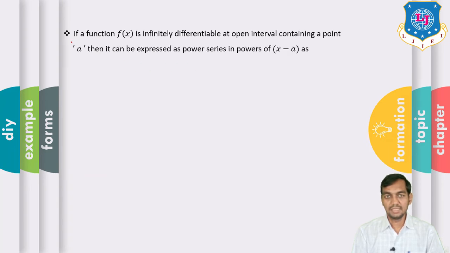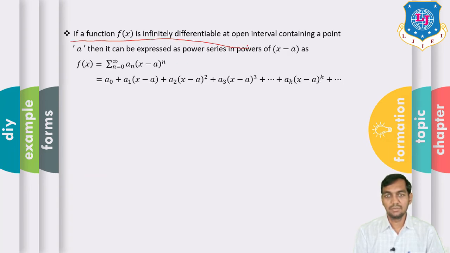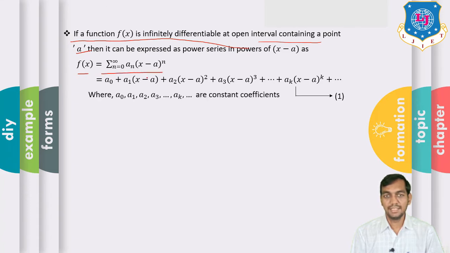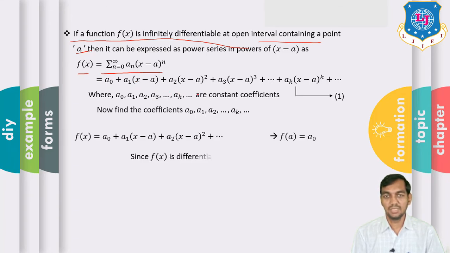Now, if f(x) is any function infinitely differentiable on an interval containing the point a, that means the given function is differentiable from x minus a to x plus a, where x is any value, correct? Then it can be expressed in the form f(x) is equal to the sum over n running from 0 to infinity of a_n (x minus a) raised to n. That means a0 plus a1 into (x minus a) plus a2 into (x minus a) whole square plus a3 into (x minus a) whole cube and so on. In general, a_k into (x minus a) raised to k, where a0, a1, a2, a3, a_k are the constant coefficients.